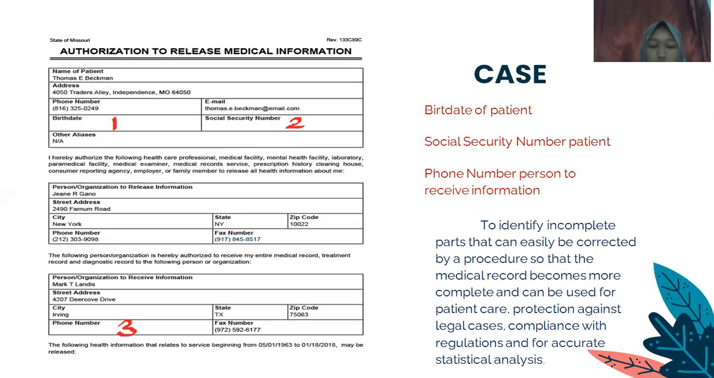Because the purpose of quantitative analysis is to identify incomplete parts that can easily be corrected by a procedure, so that the medical record becomes more complete and can be used for patient care, protection against legal cases, compliance with regulation, and for accurate statistical analysis.